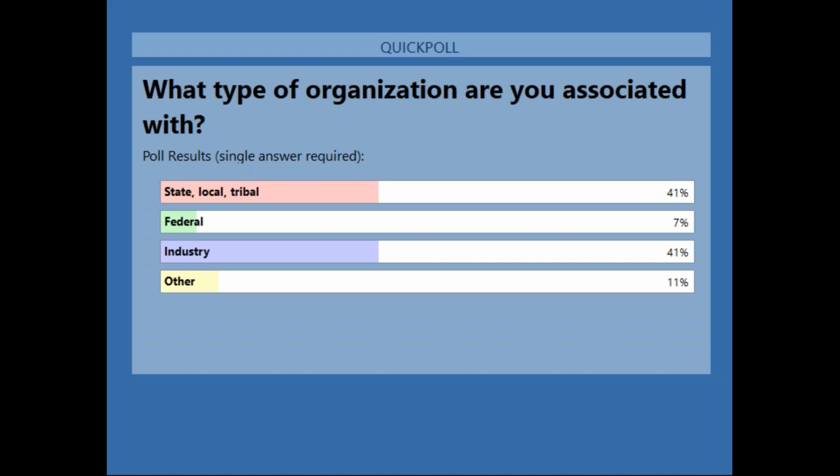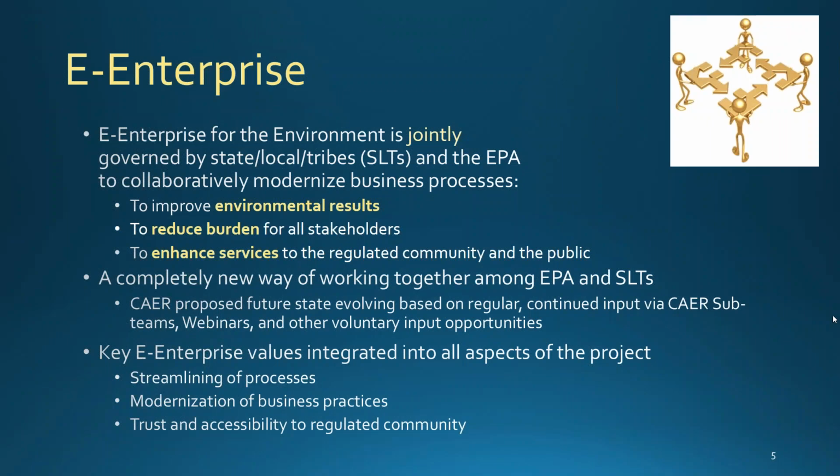Great. If we can go to slide 5, please. Thank you. So a little background on eEnterprise for the environment. The CARE project falls under the umbrella of the eEnterprise program. And the eEnterprise program is a collaborative partnership between federal, state, local, and tribal groups that are looking at streamlining processes, optimizing technology in a number of different project areas. CARE is just one of them.